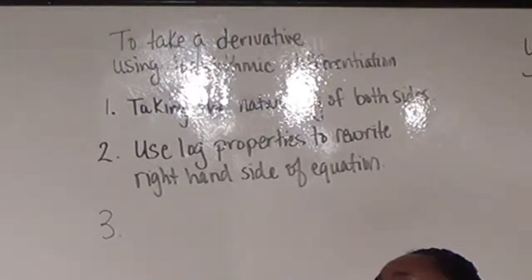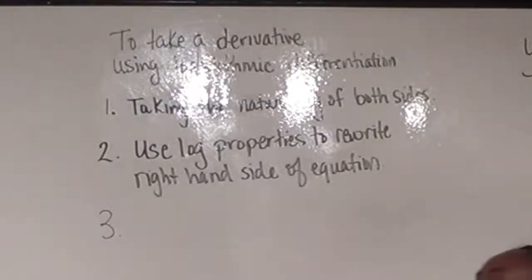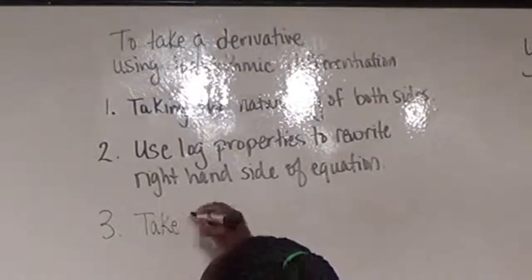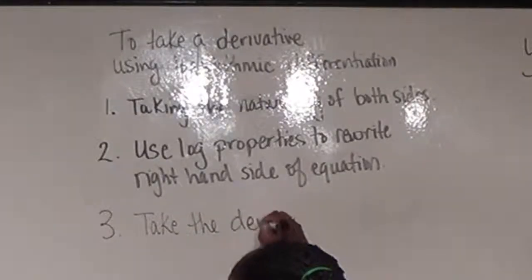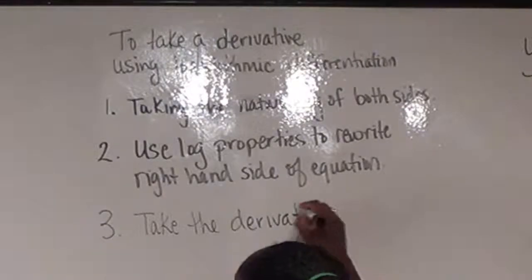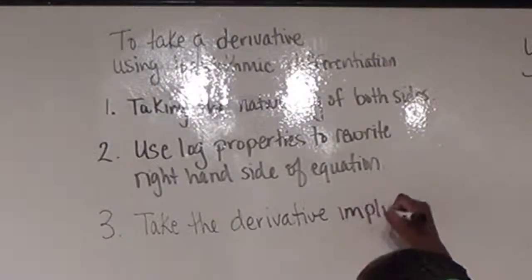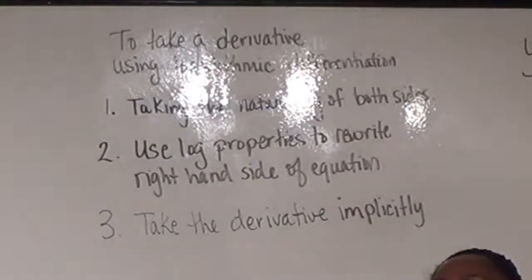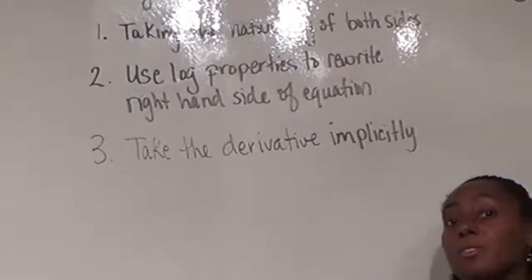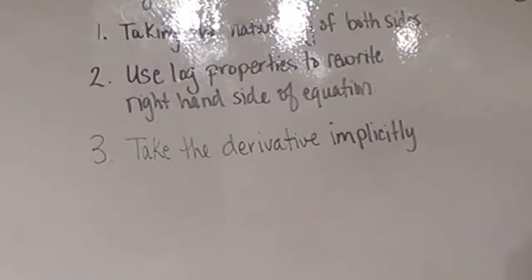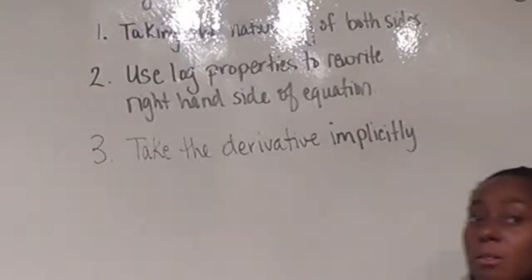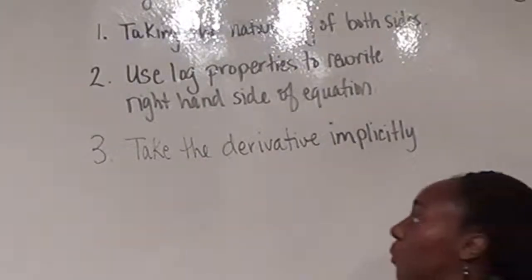Once I've rewritten the side, so simplifying it out using the logarithm properties, then I want to take the derivative implicitly. So using the methods we talked about in the last section, we're going to take the derivative of the equation. And both sides are going to be implicit. One side is going to be all x's, but we'll use the natural log properties. The other side will be a natural log of y. And we'll see this in the example in just a moment.